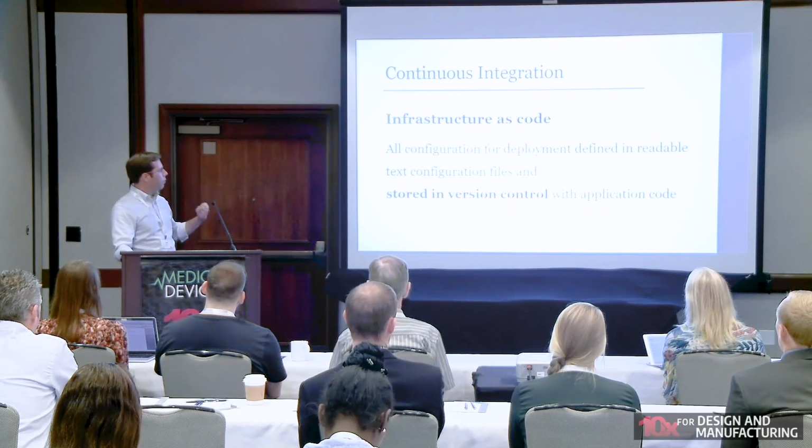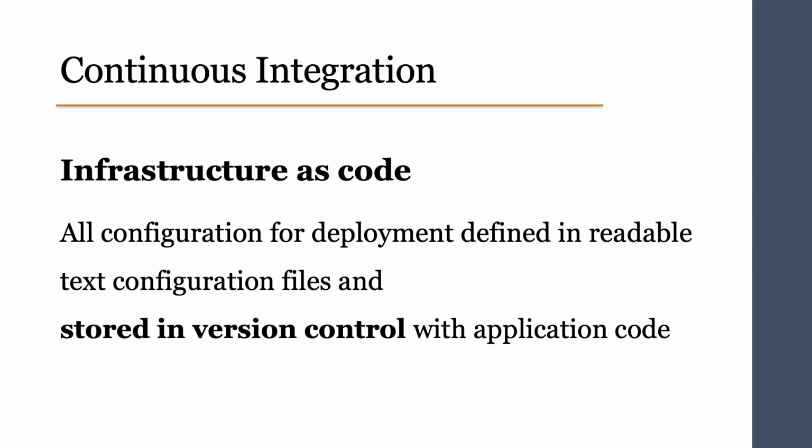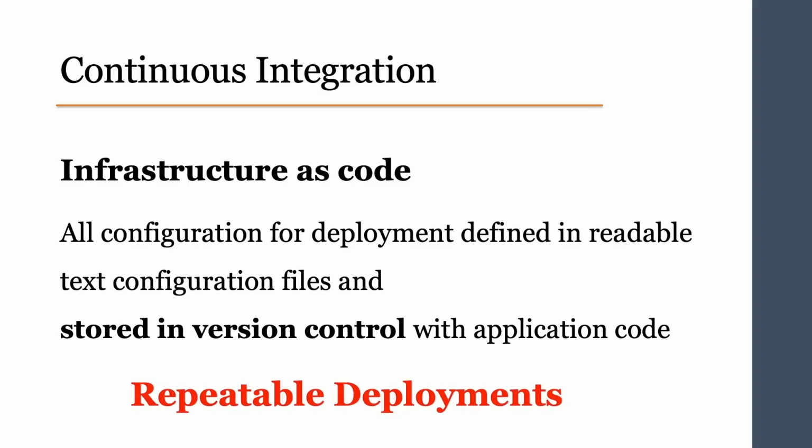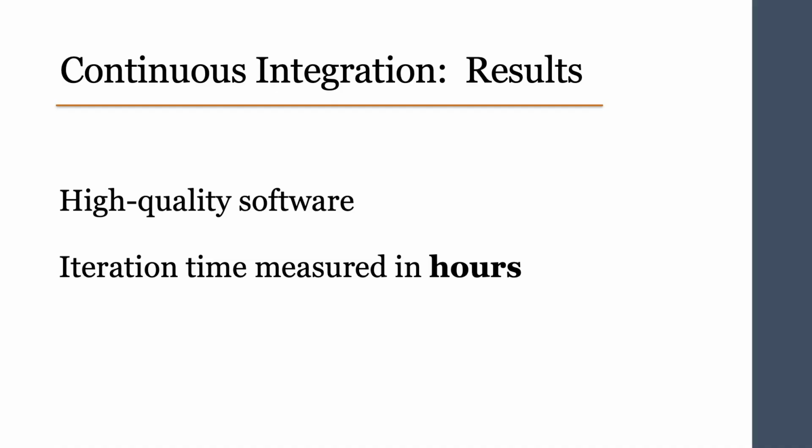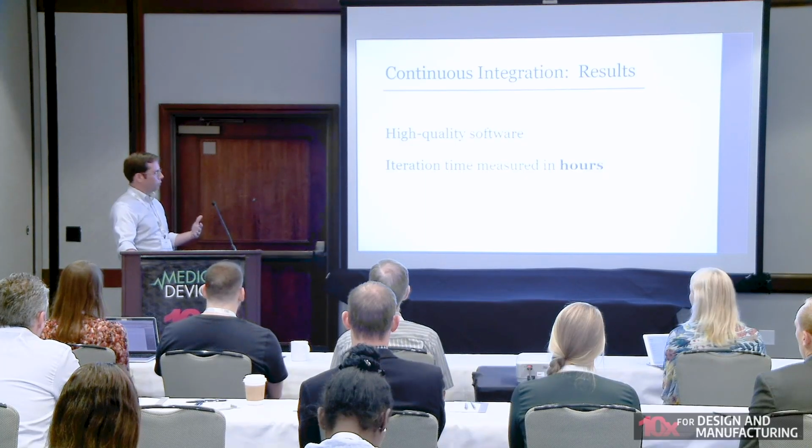And these configuration files that describe your infrastructure, again, are stored in version control with your application code. So you really can't say, I have an application and there are some dependencies that if they're not there, the application doesn't run right, so I'm going to have some written instructions. No, those should actually be stored in text right along with the source files for code. And what this gives you is repeatable, guaranteed deployments of applications. And as a result, what you get is high quality software. And if you can automate all this, your iteration time can be measured in hours. And this is actually real.